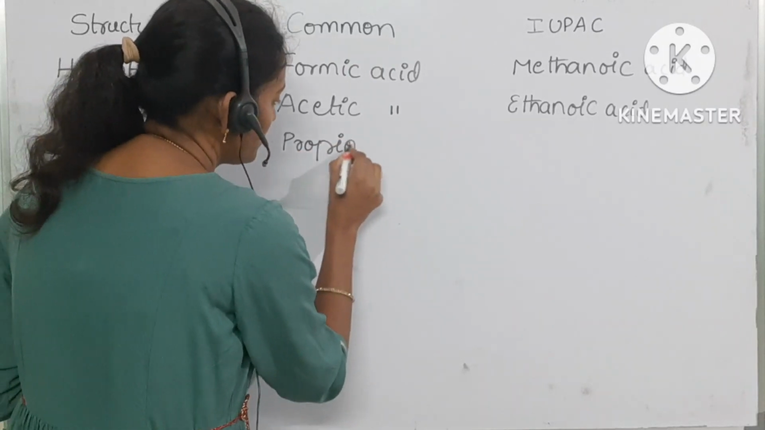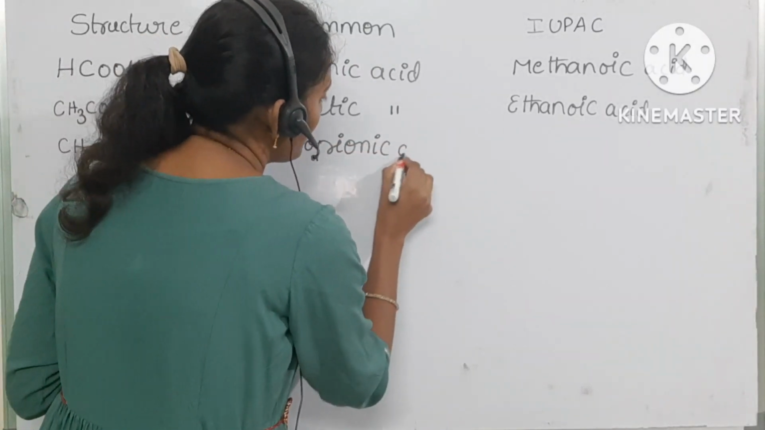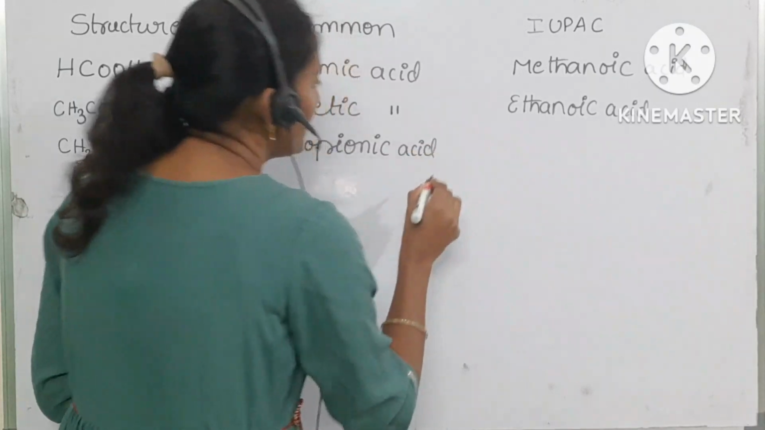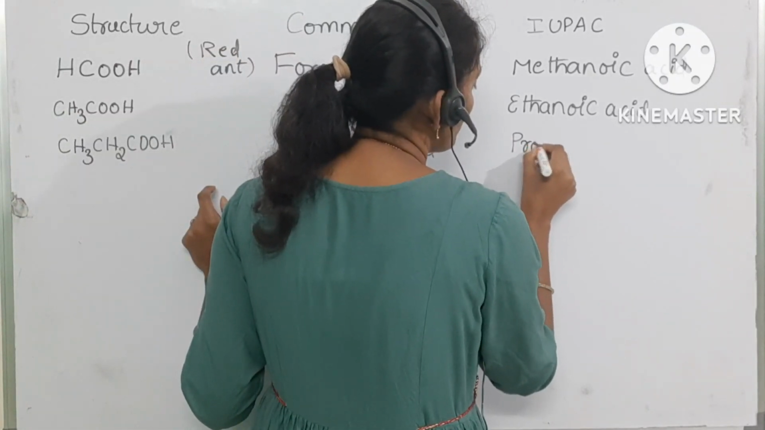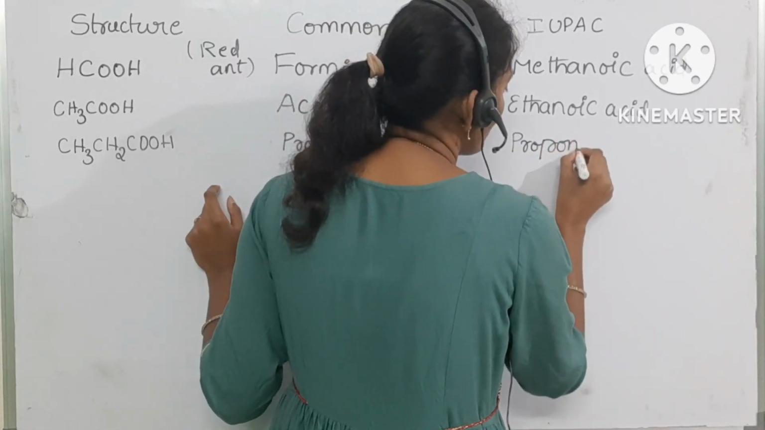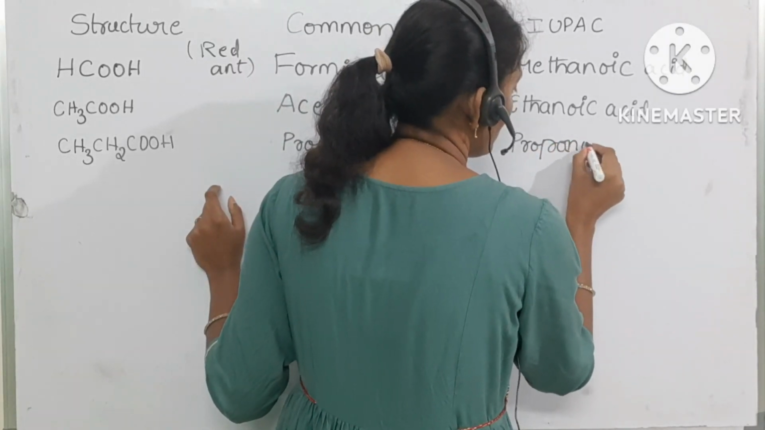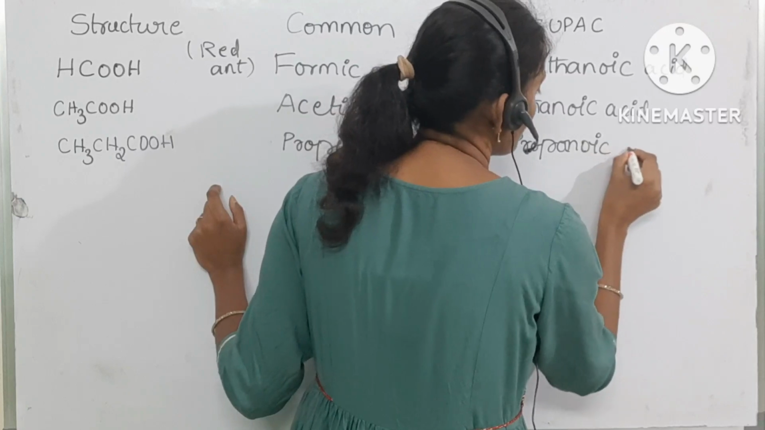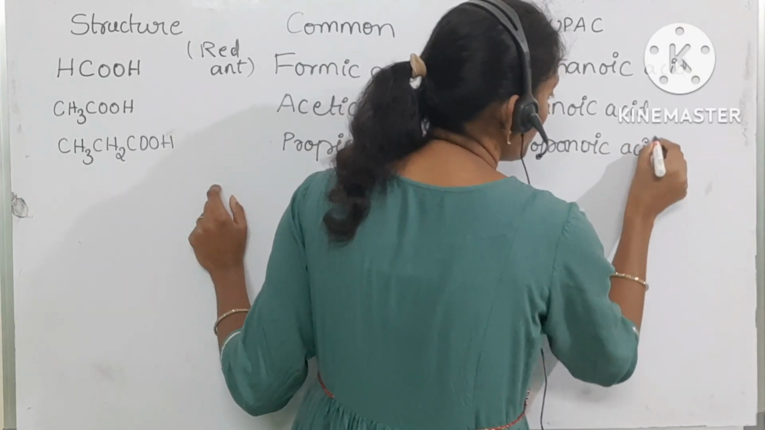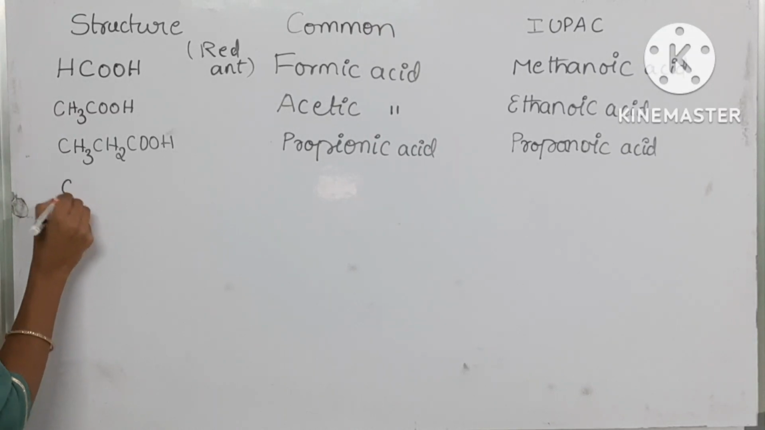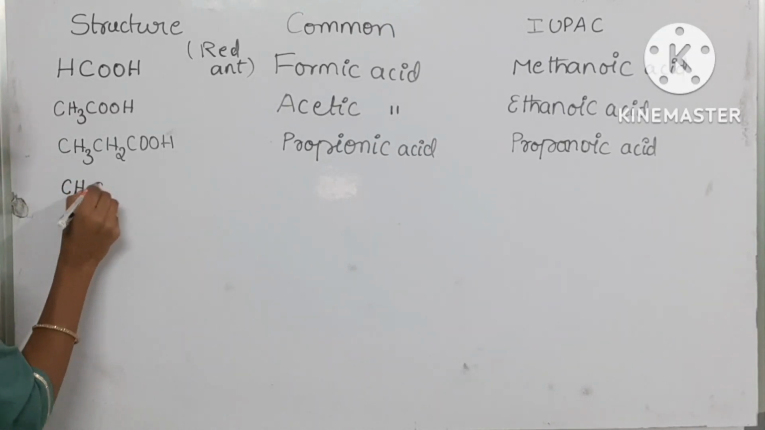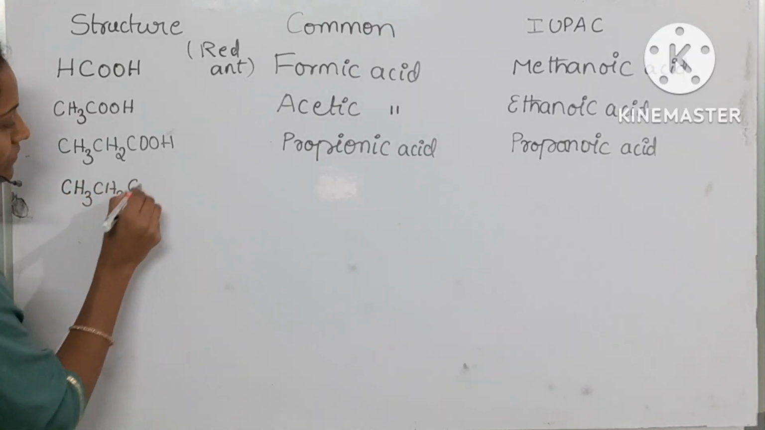Propionic acid. Its IUPAC name is the propanoic acid. The next one is butyric acid.